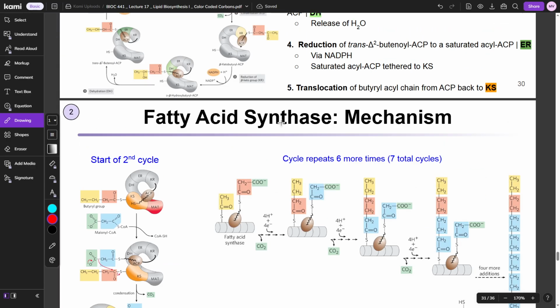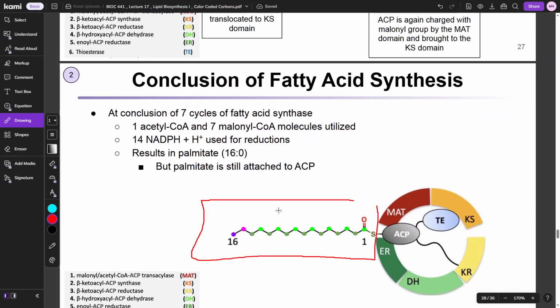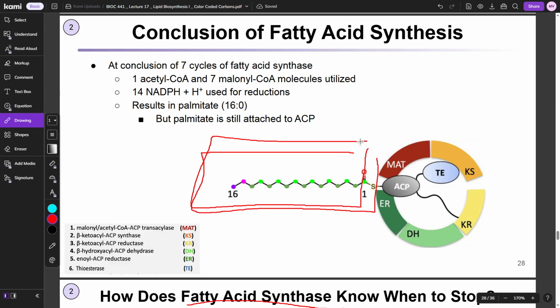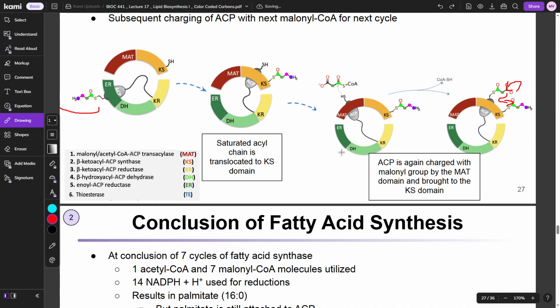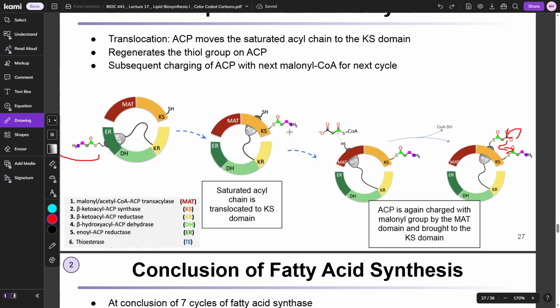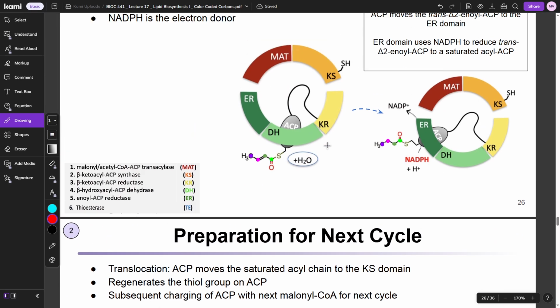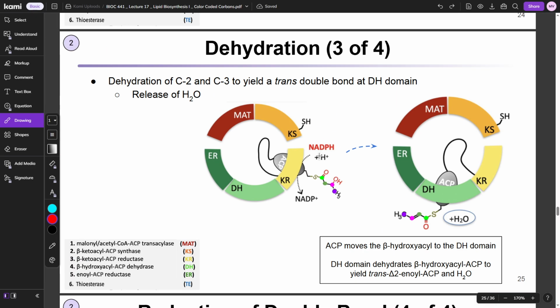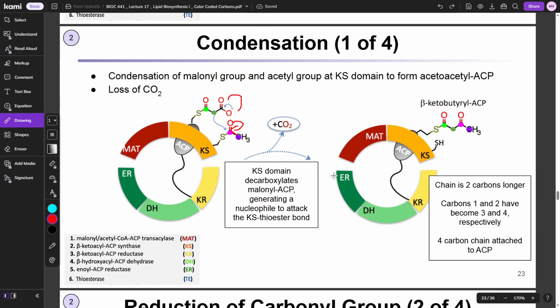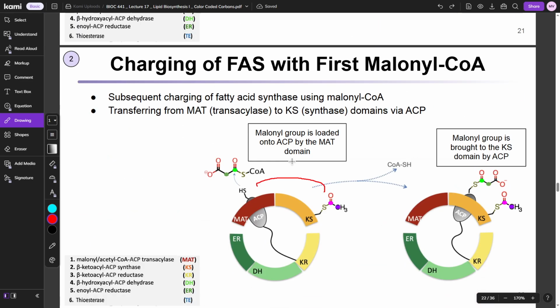So just remember that in order to form the big chain like this, you have to do the cycle quite a few times. Every cycle adds 2 carbons, right? So we started with these 2 initially, and then we added these 2.